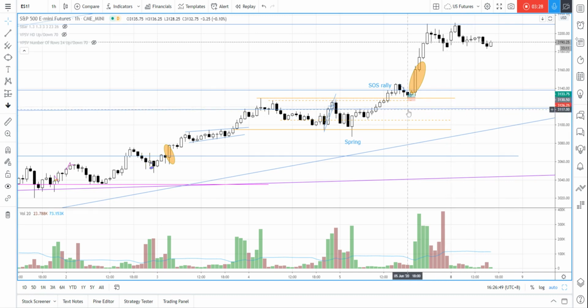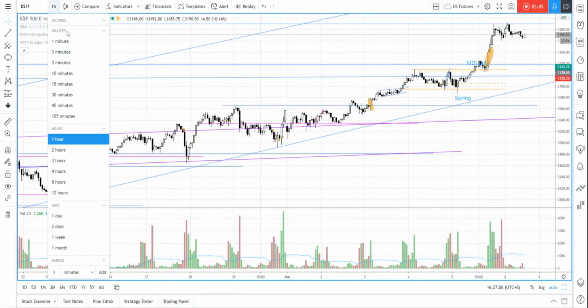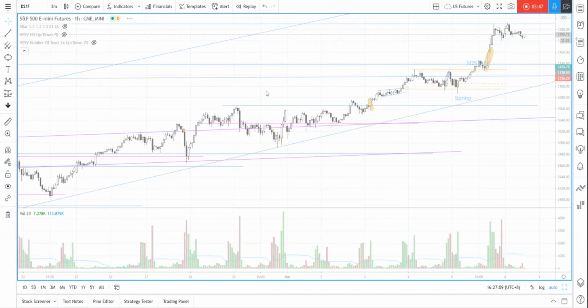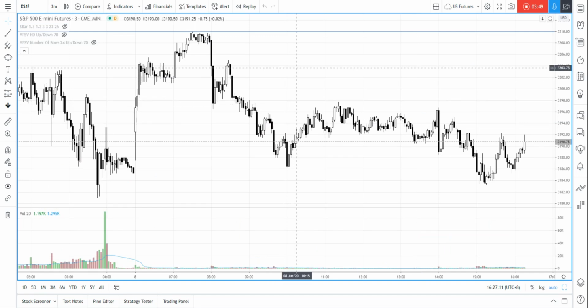As you can see, right after the test of the resistance turned support level, it completed the backup action, and that's followed by an impressive markup in conjunction with the non-farm payroll. Let me get to the M3 time frame.